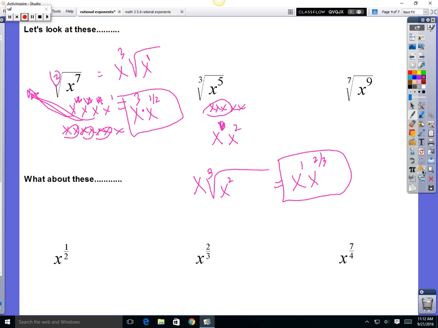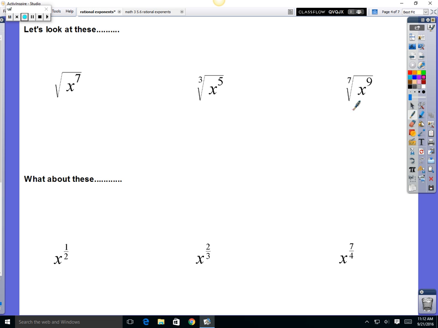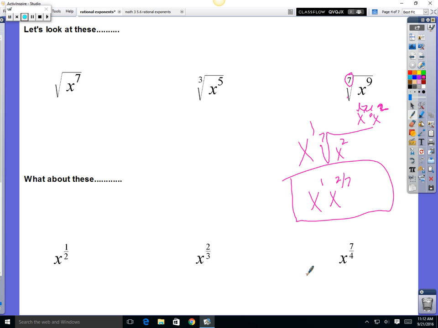Okay, let's do one more. If you got the 7th root of x to the 9th, that means they come out in 7s. So you gotta have 7 of them. And if you got 9, that means you got 7 and you got 2 left over. So this 7th root will undo this 7th power. So you got 1 group that comes out. And don't forget to put the 7, because if you don't put a number, it's 2. You got x squared in there. So that means 1 made it out, and you have 2/7 of 1 that did not make it out.